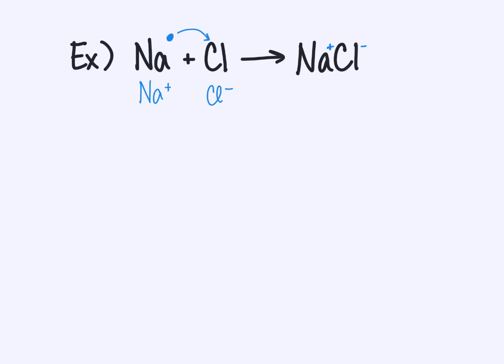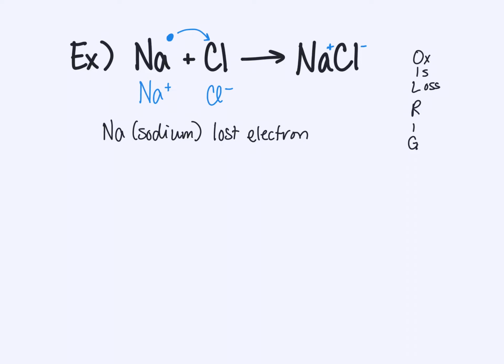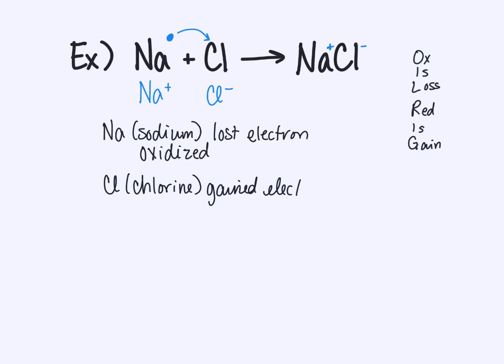Now, in this example, sodium was oxidized. So Na, remember, is sodium, and sodium lost an electron. And remember our mnemonic of OIL RIG, where oxidation is loss and reduction is gain. So if sodium lost an electron, sodium went through oxidation. So sodium lost an electron, therefore sodium was oxidized. Chlorine gained an electron, and therefore chlorine was reduced.